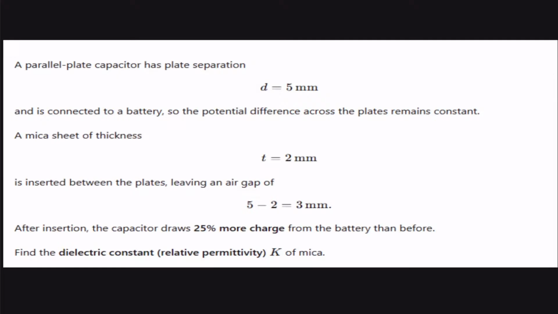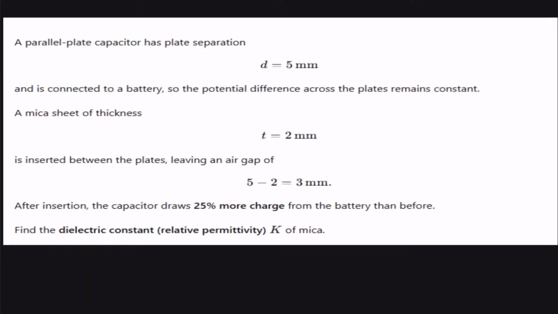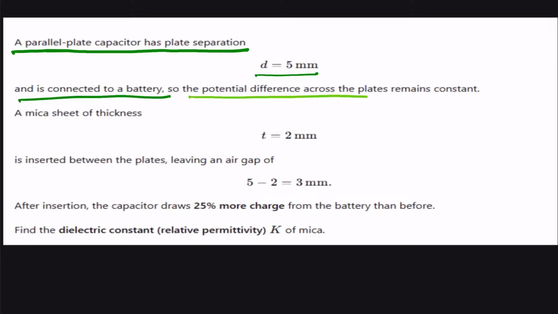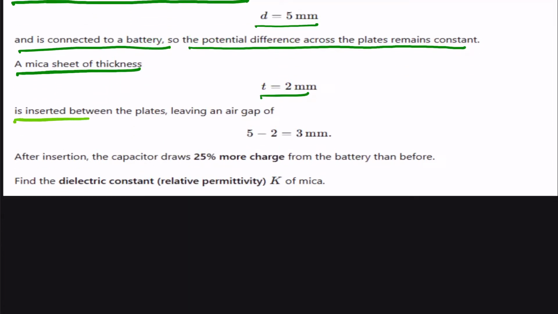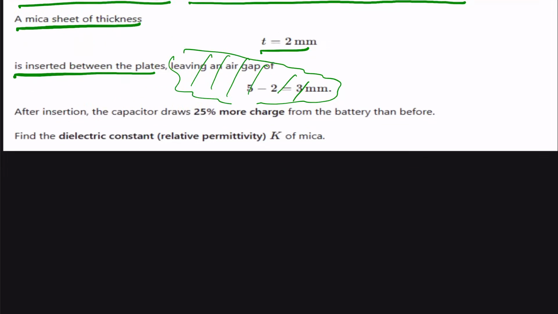So it states that a parallel plate capacitor has a plate separation of 5 mm and is connected to a battery, so the potential difference across the battery remains constant. A mica sheet of thickness t, that is 2 mm, is inserted between the plates. This was actually not part of the question, it was part of the solution; we can add this in the solution part. After insertion, the capacitor draws 25% more charge from the battery than before. Find the dielectric constant K of the mica.